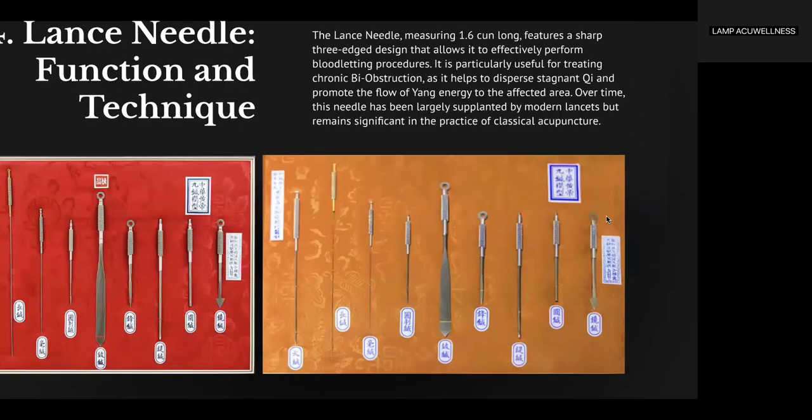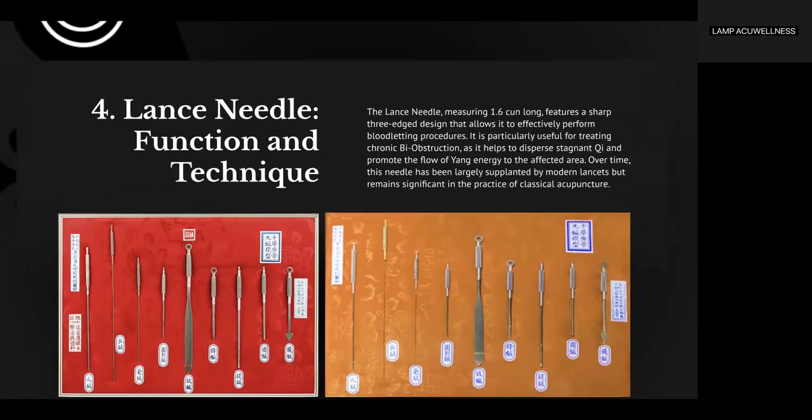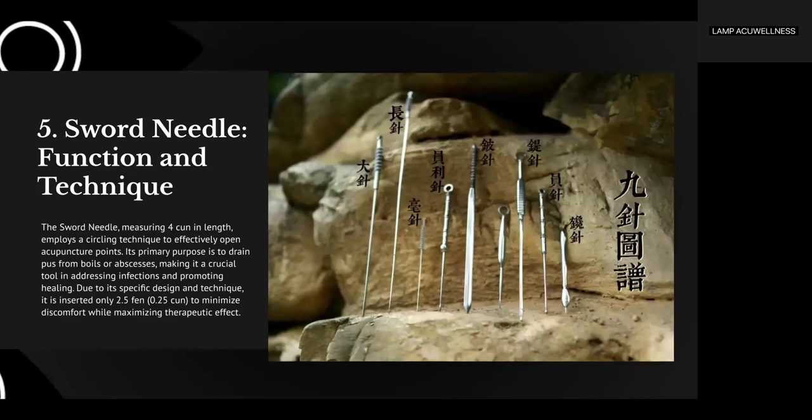practice of classical acupuncture. The sword needle, measuring 4 tun in length, employs a circling technique to effectively open acupuncture points. Its primary purpose is to drain pus from boils or abscesses, making it a crucial tool in addressing infections and promoting healing. Due to its specific design and technique, it is inserted only 2.5 fun, 0.25 tun, to minimize discomfort while maximizing therapeutic effect.